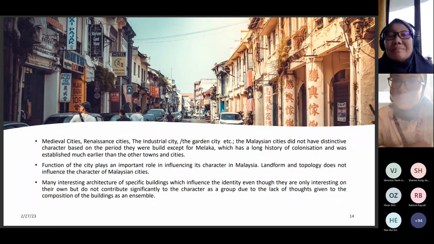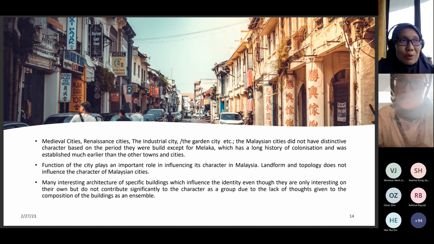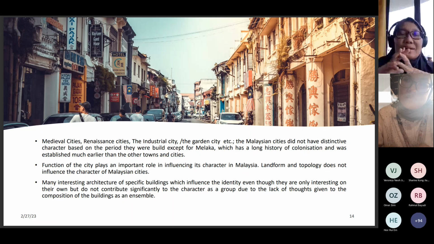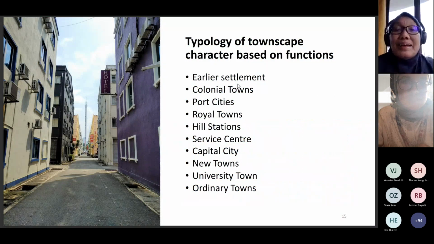And in this current book, we're going to focus on the typology of the Malaysian townscape, and the typology is actually based on the function of the city when it was built. This is a different factor compared to European cities, where the architectural typology gives a character to the townscape, but here in Malaysia, the function of the city contributes to the typology of the townscape. Next. Hopefully this book project will materialize.